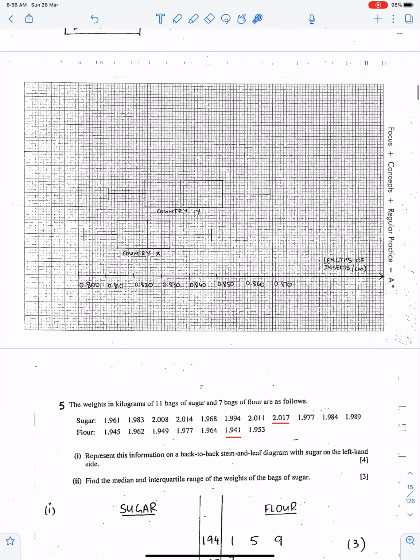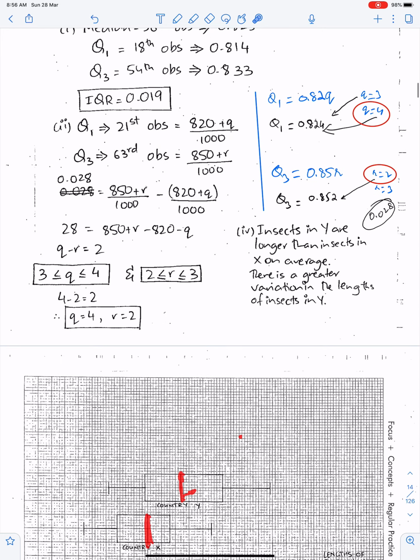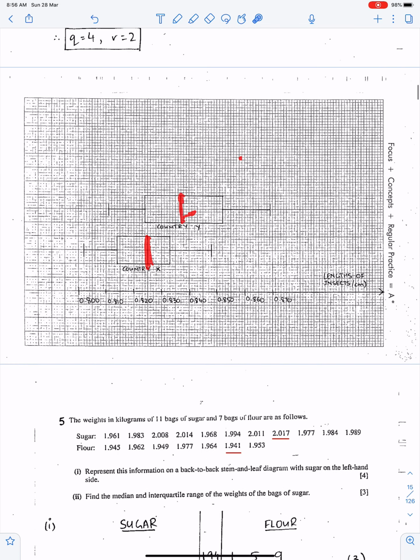I'm repeating. Median is greater. Median of Y is greater than median of X. So you should say, on average, the insects of country Y are longer than country X. Insects in Y are longer than insects in X, and the range is greater, so more variation in lengths of insects in Y than in X.